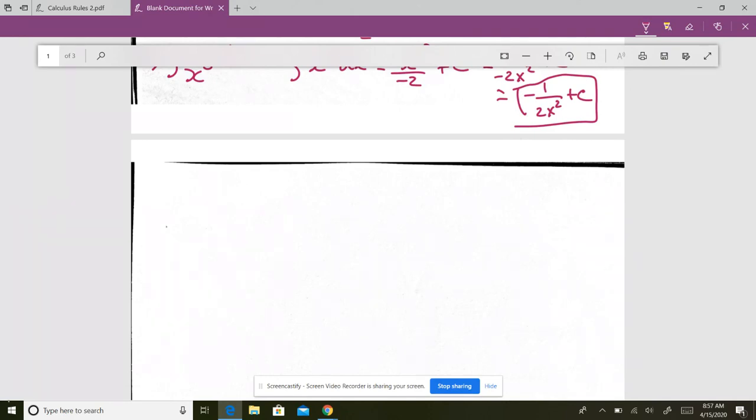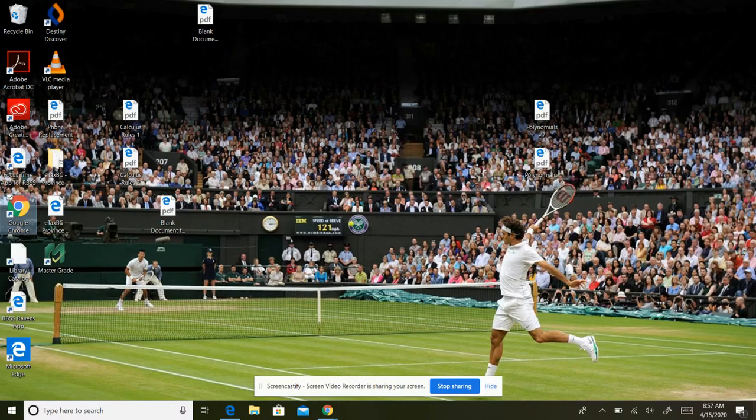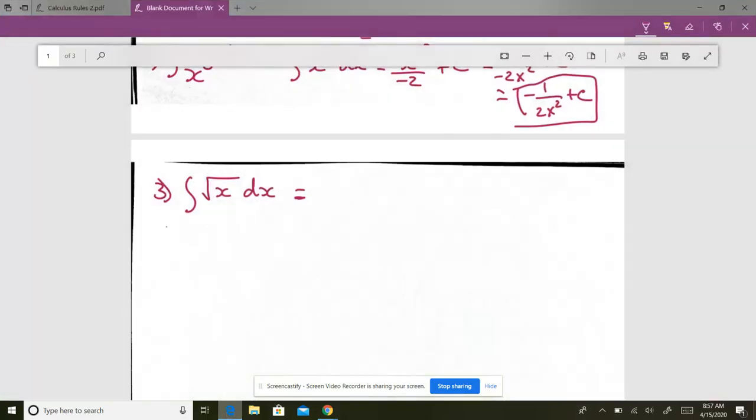What if you have a root? Obviously, we don't want the root. We want to get rid of the square root. So we write it as an exponent. We always want to: x to the 1/2 dx. Add 1, so you're going to have to be comfortable with fractions.